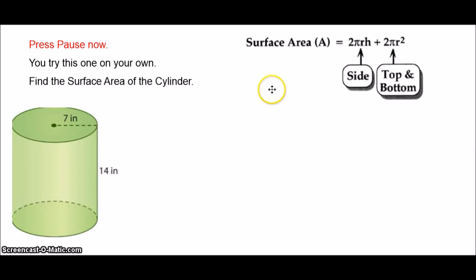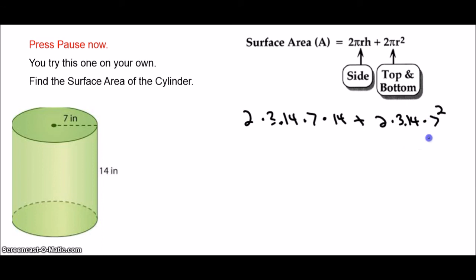Okay, to find the surface area of this cylinder, I'm going to use the formula again. So we're going to do 2 times pi, about 3.14, times the radius, which is 7, times the height, which is 14 inches. We'll add to that 2 times pi again, 3.14, times the radius squared, so 7 squared. Again, start with your order of operations. Make sure you do your exponent first. You get 49.